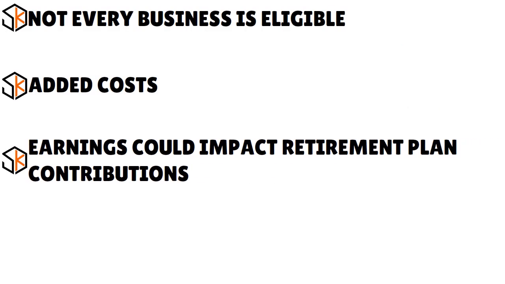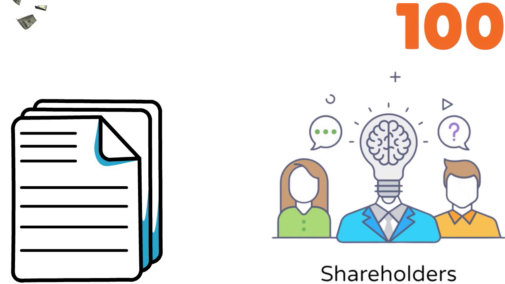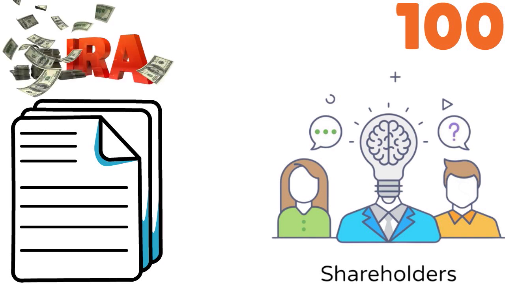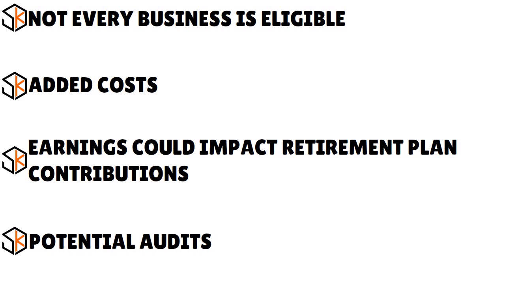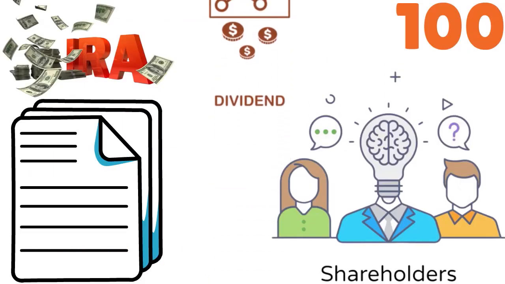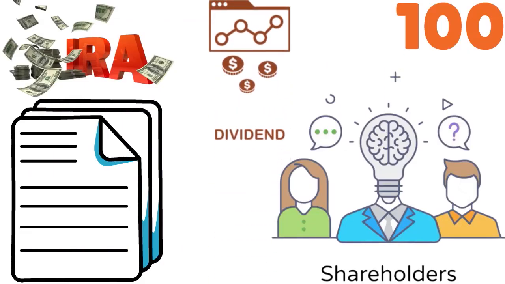Also, earnings could impact retirement plan contributions. This is another element that discourages some investors, because your income determines caps on annual IRA and other retirement plan contributions. So the more you take in dividends, the less you can put into a tax-advantaged plan. You also have the risk of potential audits, because S corporations are somewhat more prone to IRS audits. If the IRS determines that you're not paying yourself a reasonable salary, the agency may reclassify some dividends as earnings. Then you might owe self-employment tax plus penalty and interest on those too.